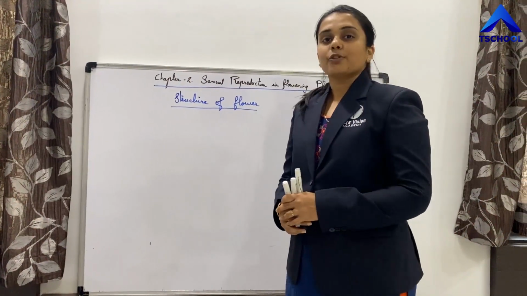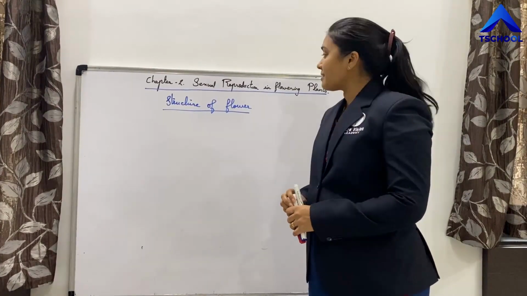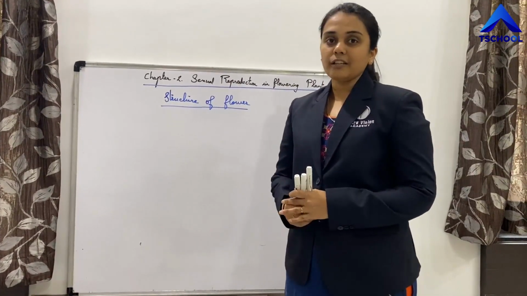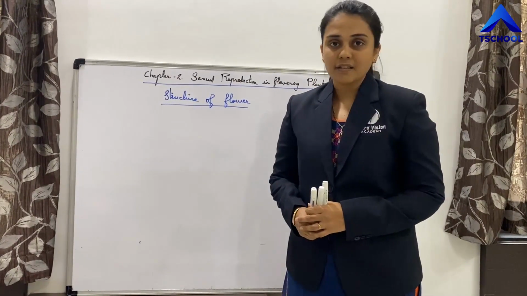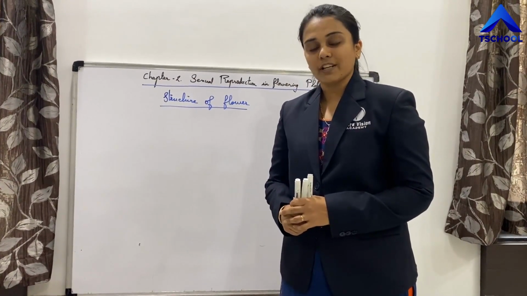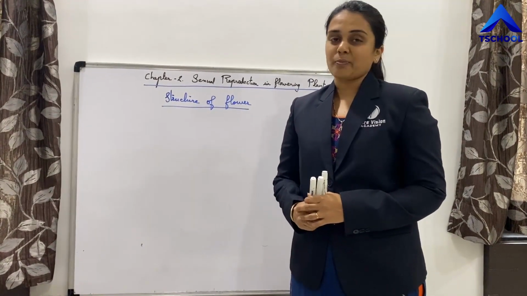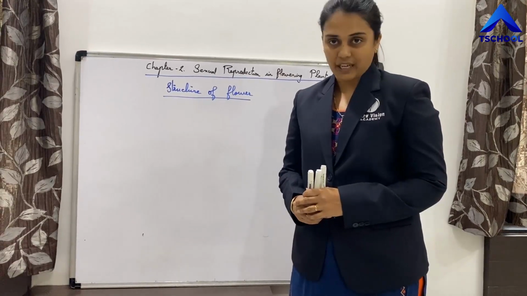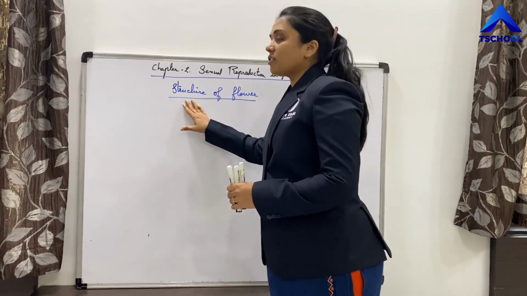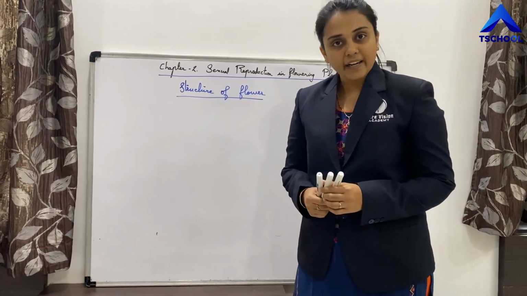Good morning friends. Today we are going to start with the second chapter of 12th standard, that is sexual reproduction in flowering plants. So we are talking about flowering plants. We are very clear that we are talking about angiospermic plants. Gymnospermic plants possess naked seeds. They are non-flowering plants.